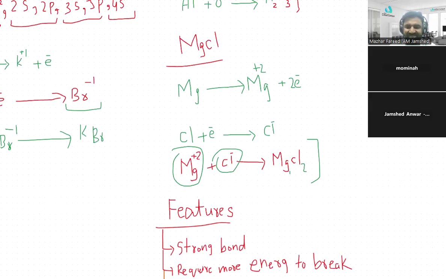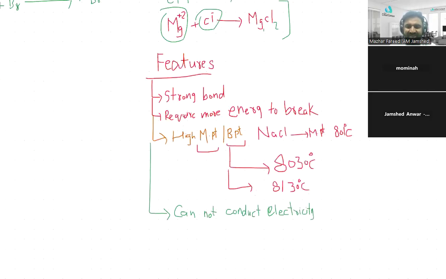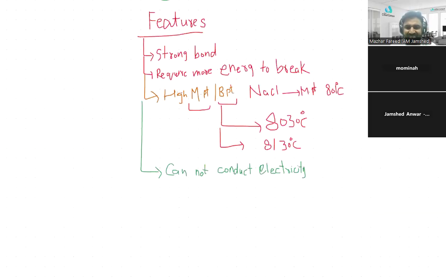Then we check the characteristics of the ionic compound. It is the strongest bond. More and more energy is required to break such type of bonding. Due to the presence of strong force of attraction, they have high melting point and boiling point. NaCl melting point is 801 degrees centigrade. So there is the strongest force of attraction present between these ions. So there are no free ions. So ionic compound cannot conduct electricity.